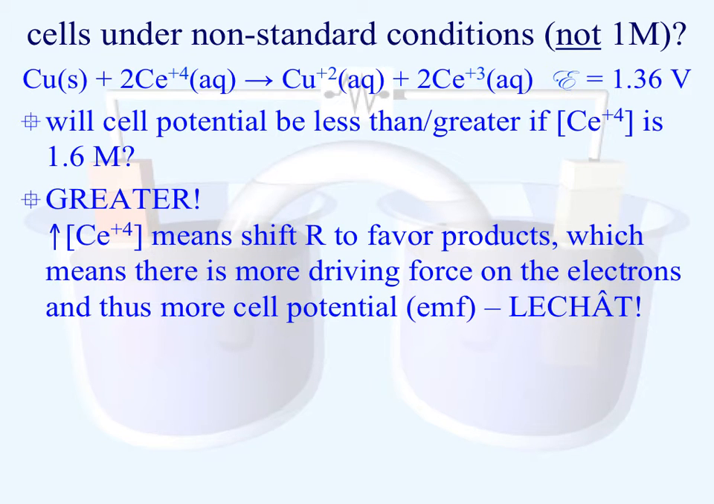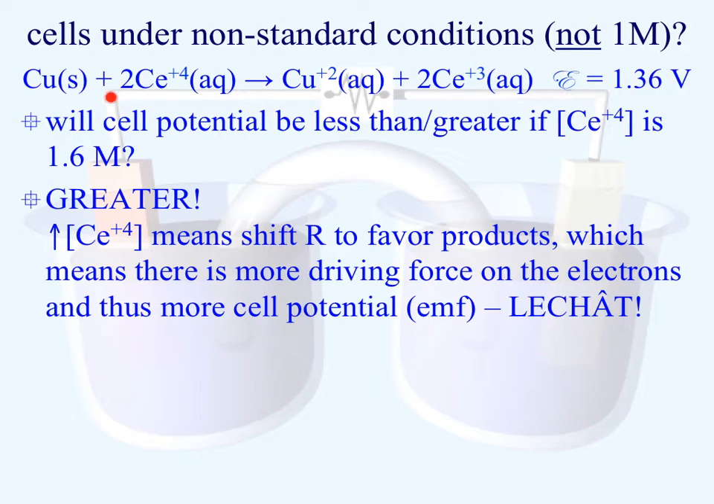This is based off the assumption that we have 1 molar concentration of each of these ions, and those are the conditions that we're assuming. But what will the cell potential be if we change the concentration of cerium-4 to 1.6 molar instead? We can think about this problem with respect to Le Chatelier's principle.